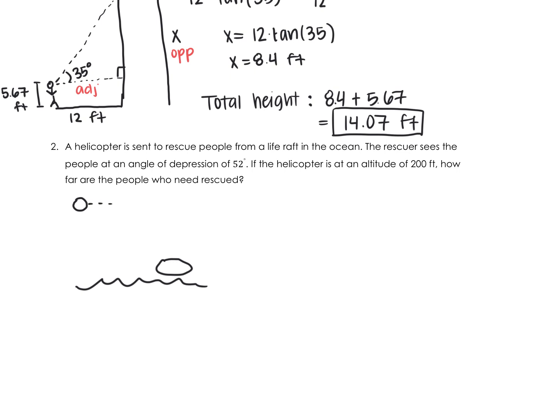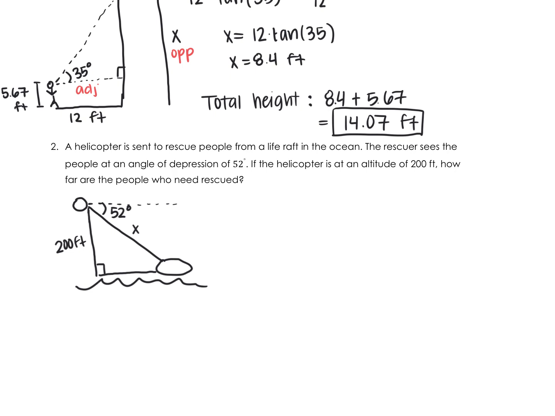So if we are looking straight out, and then we look down to the people in the raft, that is our angle of depression of 52 degrees. We also know the helicopter is at an altitude of 200 feet. And we want to know how far are the people who need rescued. So that's going to be our hypotenuse X. And we can kind of think of the third side of our right triangle being formed by the ocean. So we have a right angle with the ocean.